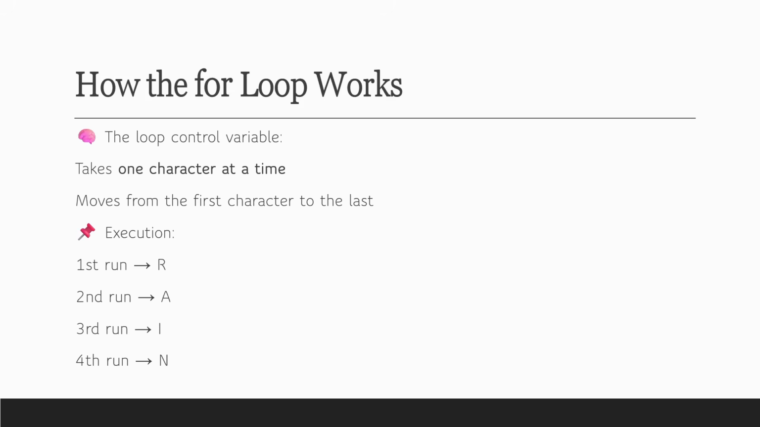How the for loop works. In a for loop, the loop control variable stores one character of the string in each run. During the first run, it stores the letter R. In the second run, it stores A. In the third run, it stores I, and in the last run, it stores N. The loop stops after all characters of the string are processed.